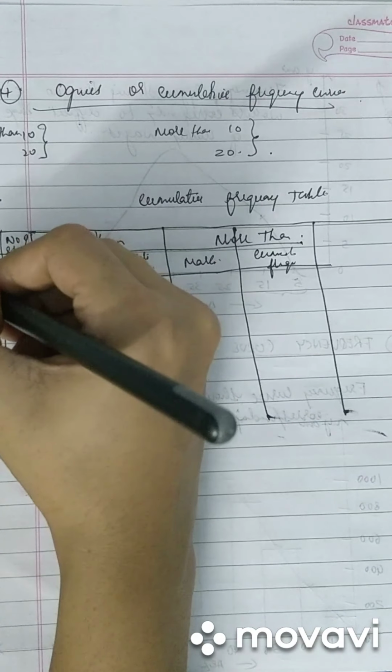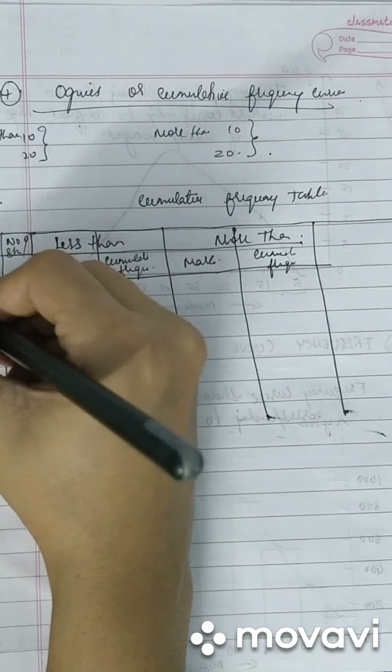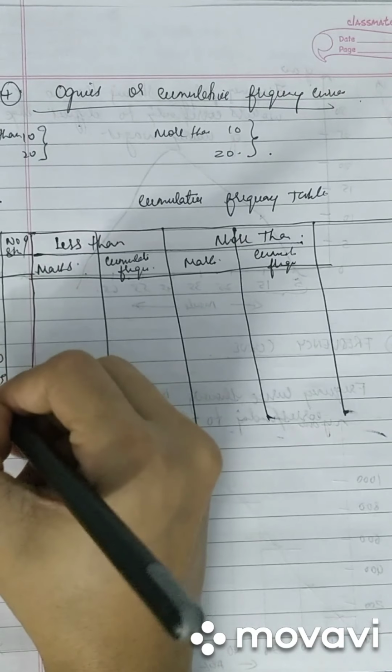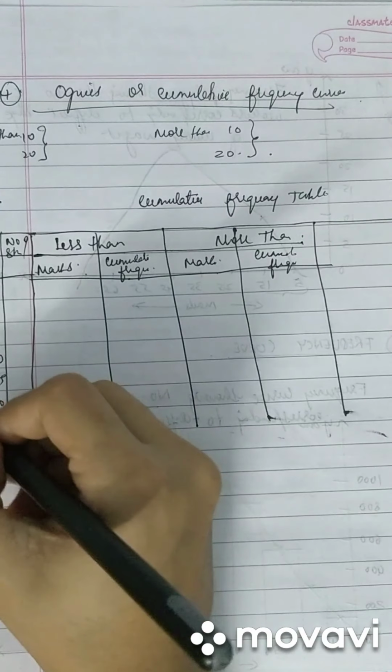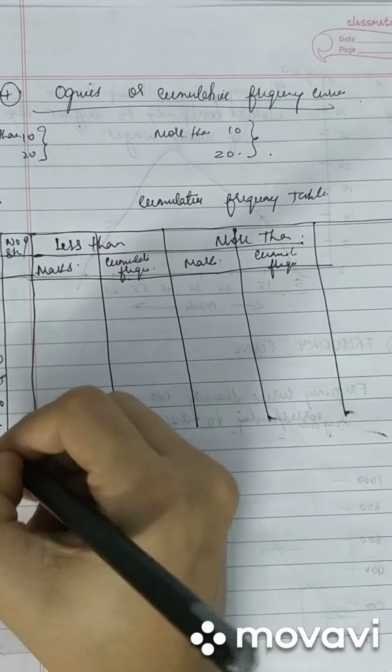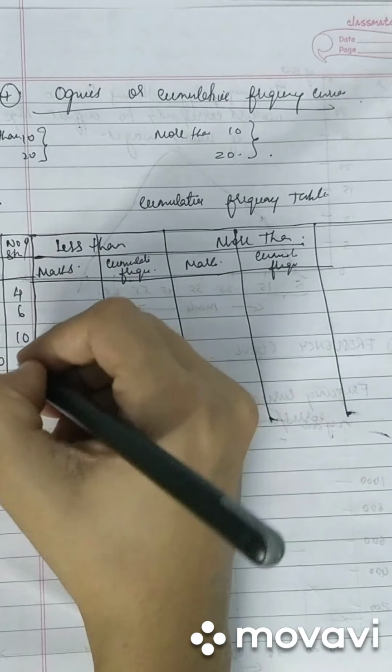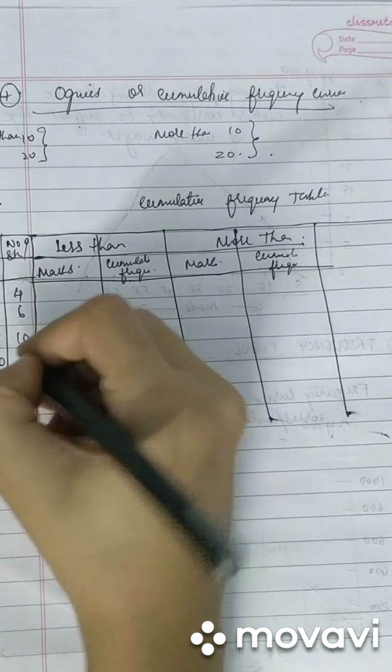So what is given in the question? I am copying the question: 0 to 5, 5 to 10, 10 to 15, 15 to 20, 20 to 25, 25 to 30, 30 to 35, 35 to 40. We have frequencies 4, 6, 10, 10, 25, 22, 18 and 5. So what is the total? We need to add all of this. It is 100.